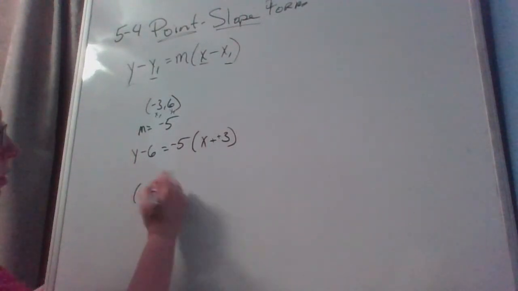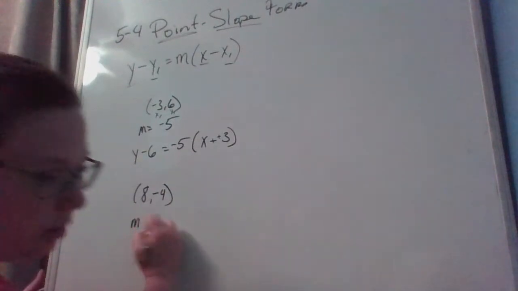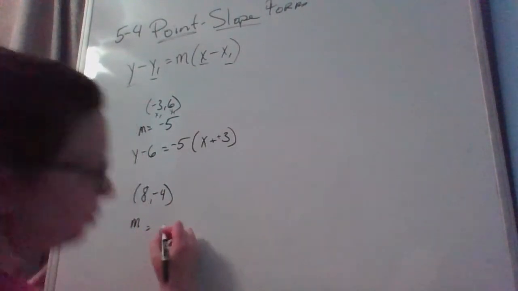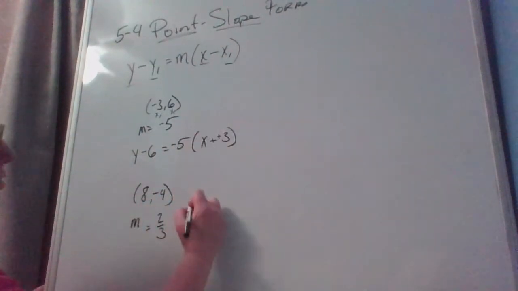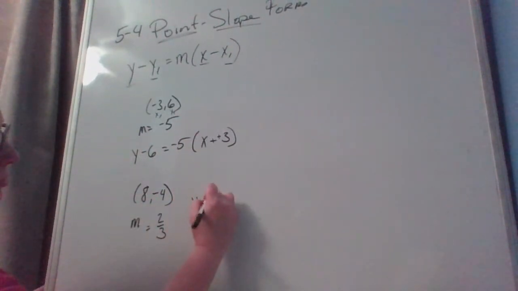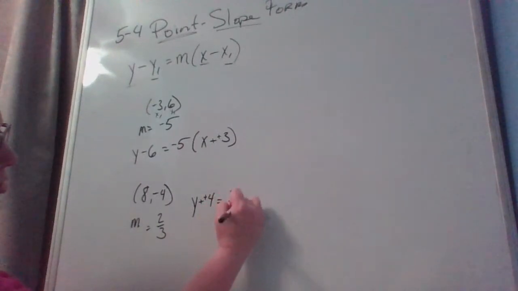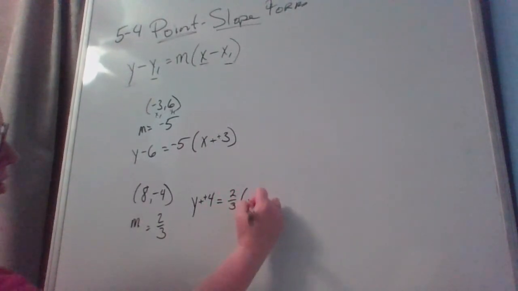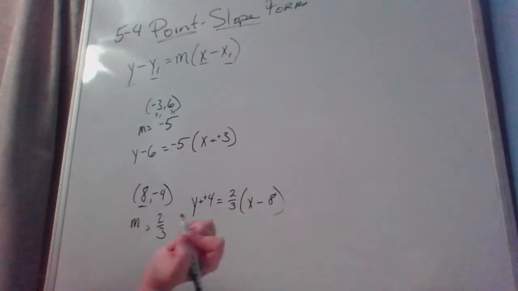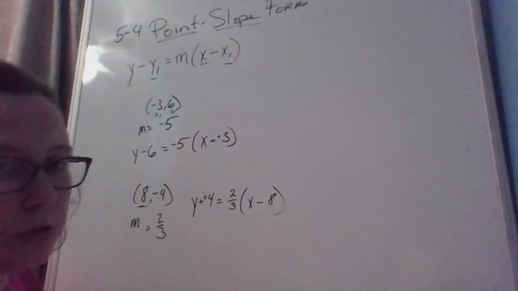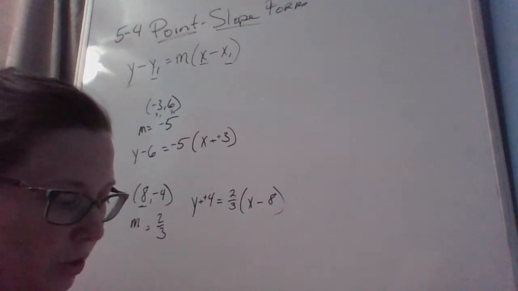We have a point of 8, -4, and a slope of 2/3. So we're again plugging it into this equation. We have y plus 4 equals 2/3 times x minus 8. So y plus 4 equals 2/3 times x minus 8. That would be your equation.